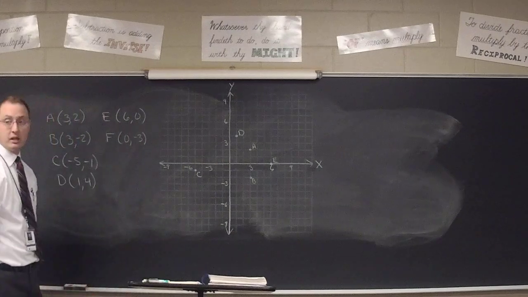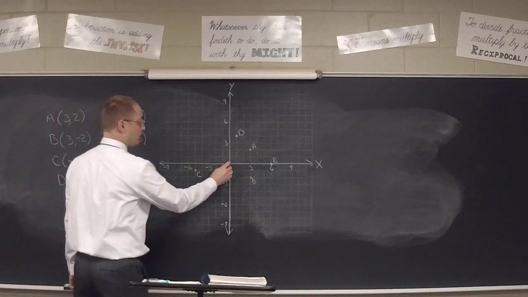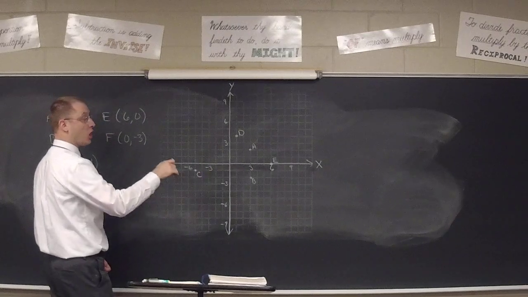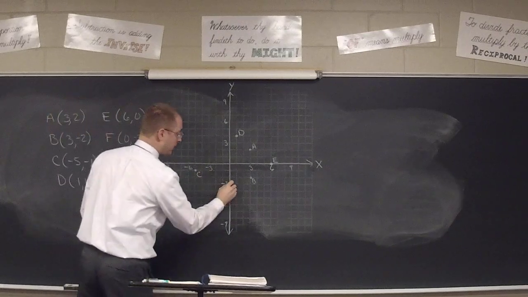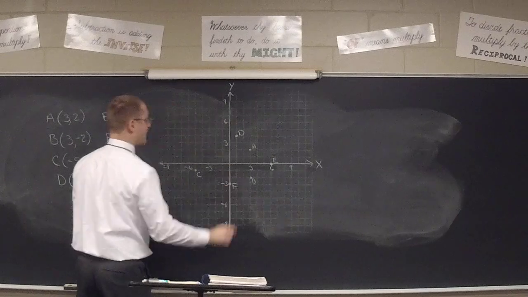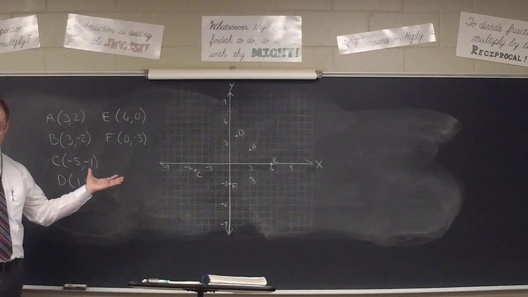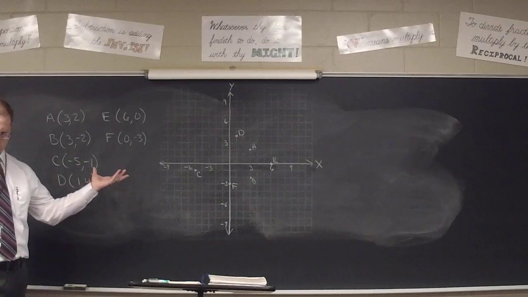How about, though, if we had the point F is 0, -3. Again, we start at the origin. We go over nothing. We simply go down 3. And so point F ends up on the negative y-axis. Questions on this? Seems to be pretty straightforward.